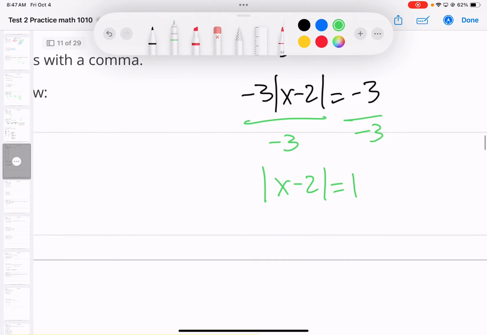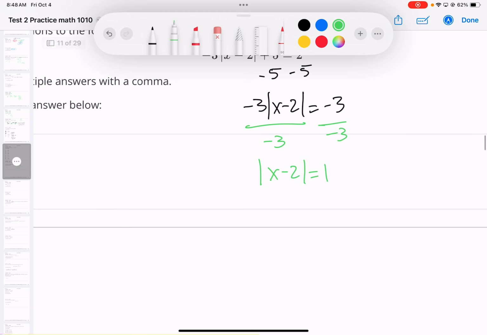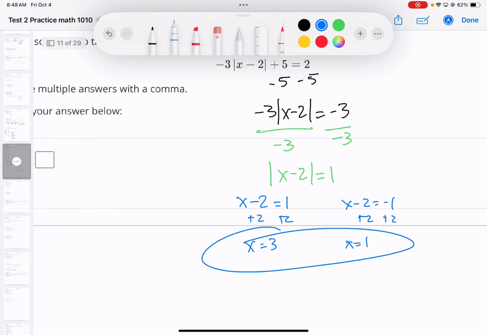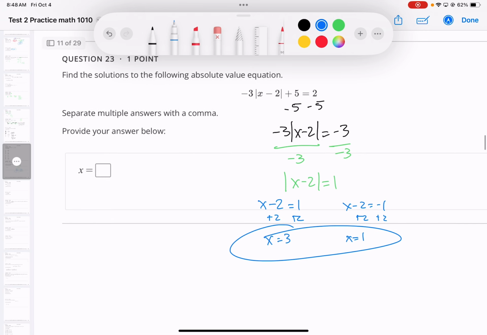Okay, what do I do when I get to this point? I got x minus 2 equals 1, and then I got x minus 2 equals negative 1. Okay, I'll add 2 to each. So I got x equals 3, x equals 1. I'm guessing you're just going to write them separated with a comma, so 3, comma 1.